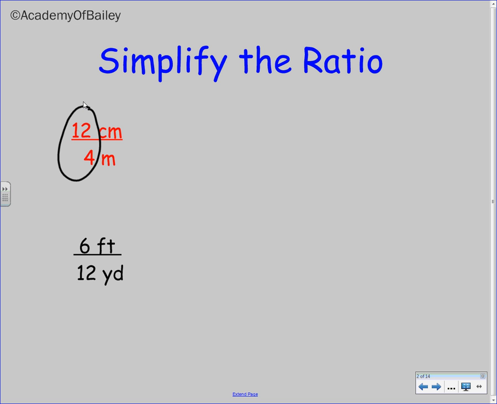12 over 4, a lot of you just want to jump to the conclusion and say, hey, that's 3. But in reality, you need to pay attention to the units after. We have a centimeter, we have a meter. So we need to change these somehow to be the same. Well, I know that 1 meter is equal to 100 centimeters. Well, in our problem, we have 4 meters.